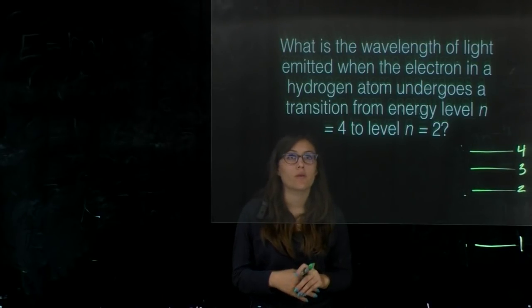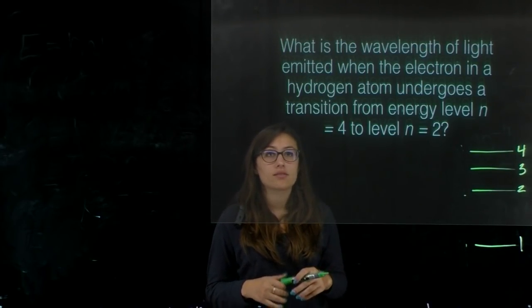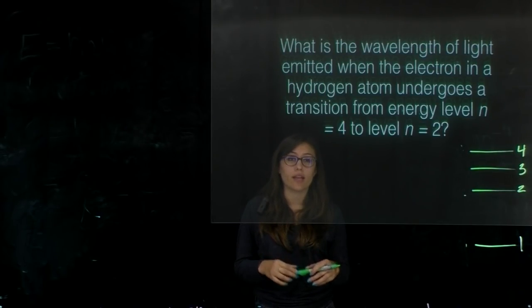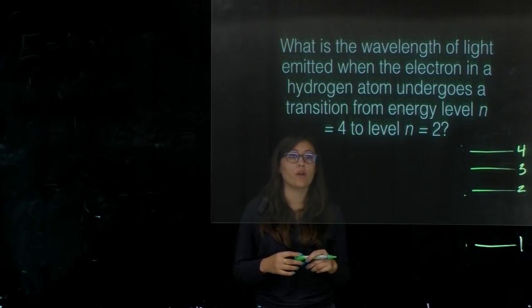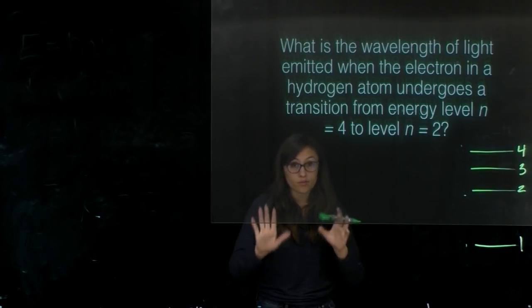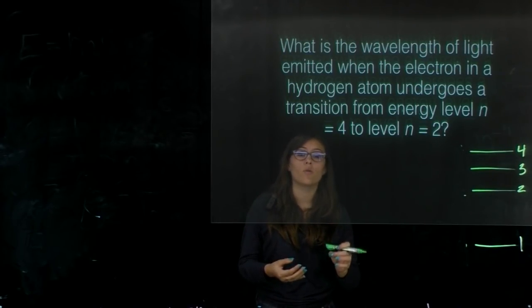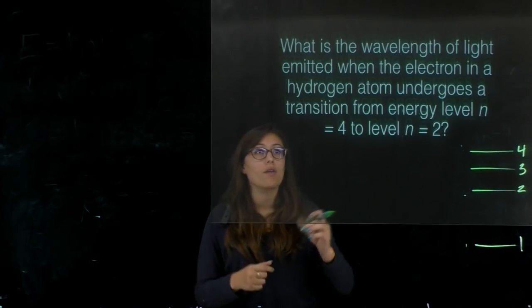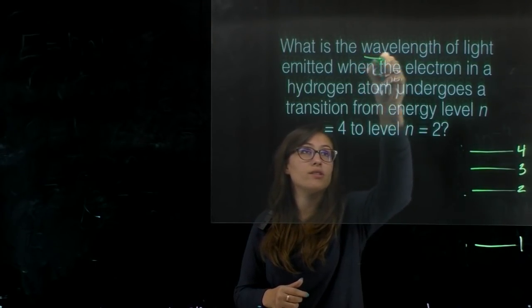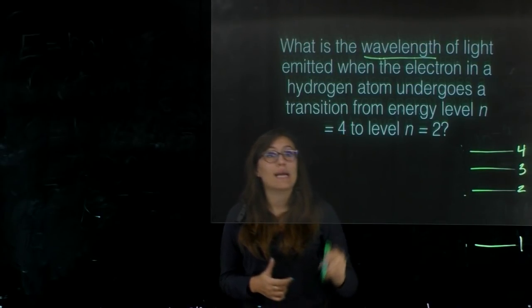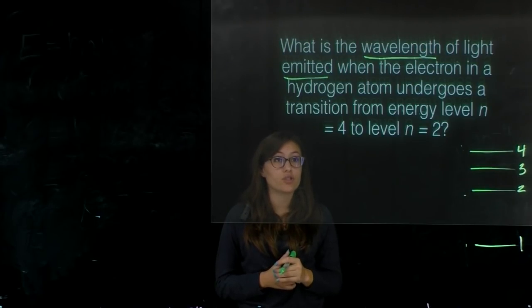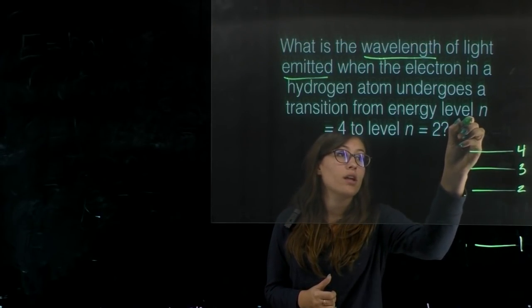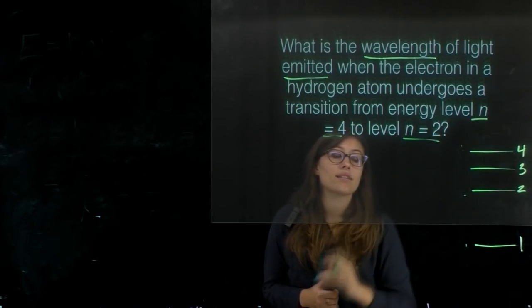So the following problem that we're going to do next states: what is the wavelength of light emitted when the electron in a hydrogen atom undergoes a transition from energy level n equals 4 to n equals 2? Okay, so the first thing that we want to do is underline or highlight the important components of this problem. First off, it's asking what is the wavelength of light emitted when the electron in a hydrogen atom undergoes a transition from the energy level n equals 4 to n equals 2.